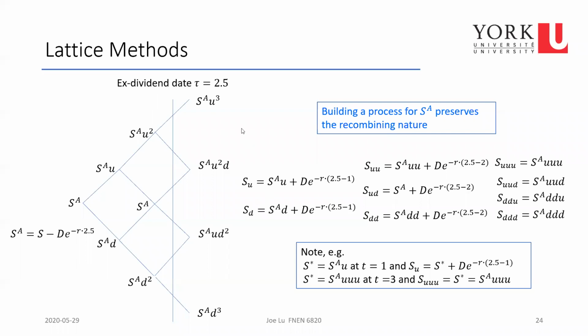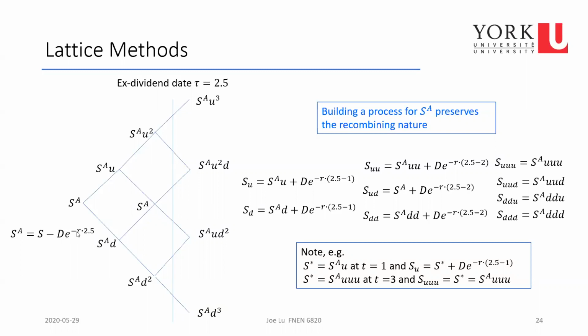You see now in this particular tree here, although the stock value is actually S, we're actually building a tree for SA, which is SA equal to S minus the present value of the dividend payment. And we know the dividend, this is the ex-dividend date, and is in this case 1, 2. So this is actually paid at 2.5 years later, just for illustration purpose.